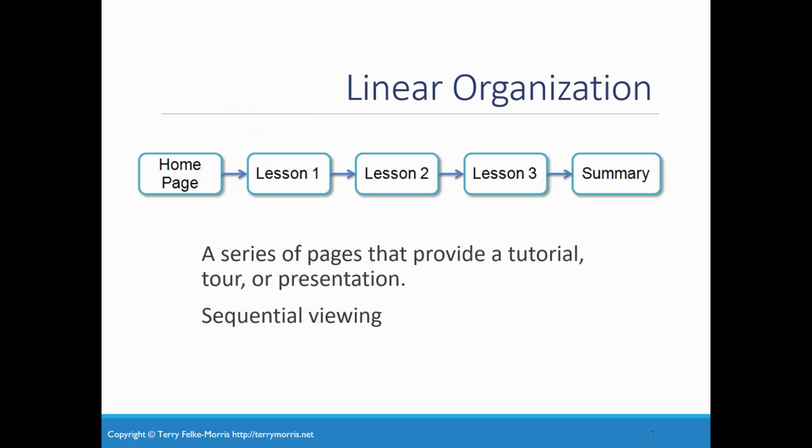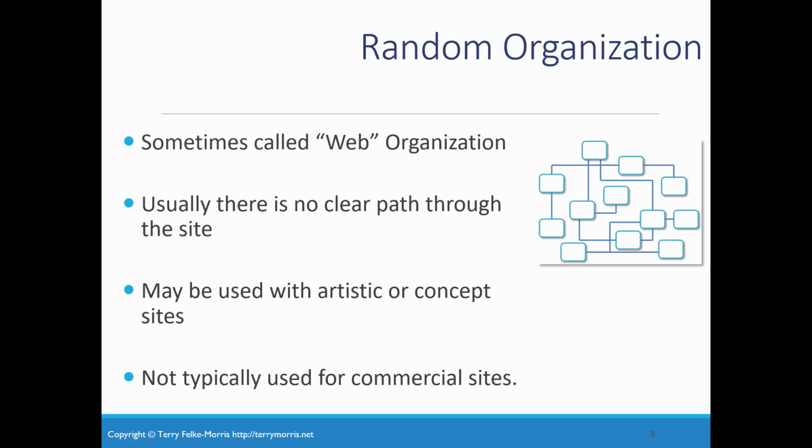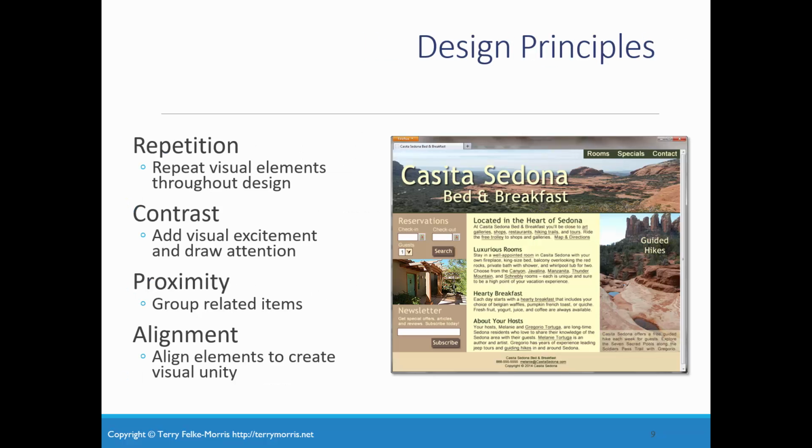Linear organization typically makes sense if you have some kind of online tutorial where somebody is stepping through it, and it should be done in a certain way. They mentioned there that it could be a tour, it could be a presentation, but it's meant to be done sequentially. Random is not typically used for commercial sites, but if you had an artistic site, maybe literally an artist or a band or something like that. One thing about random organization, there's no clear path through the site. And that's why some people are very opposed to a random type of organization.